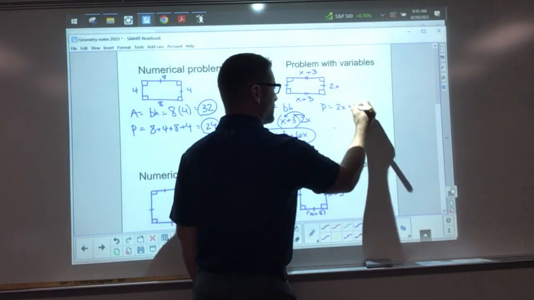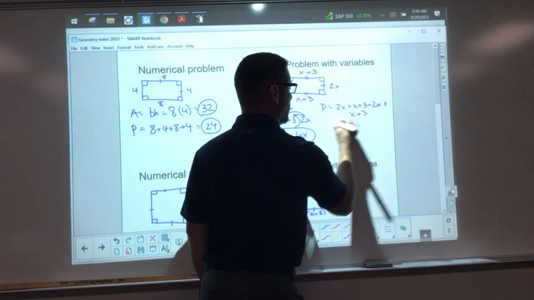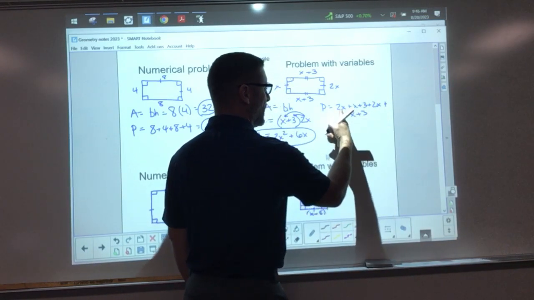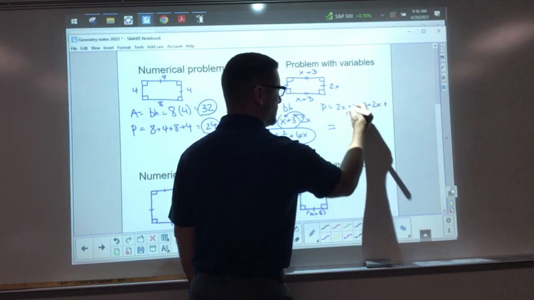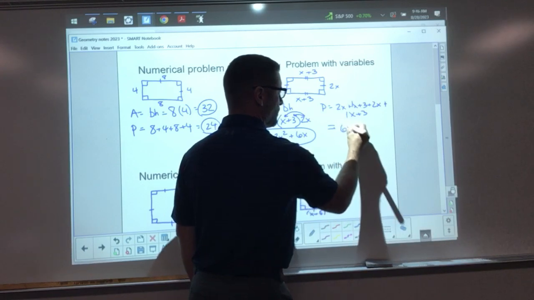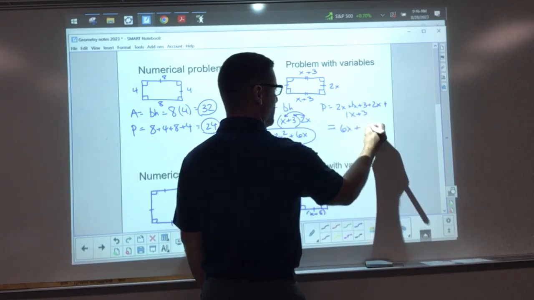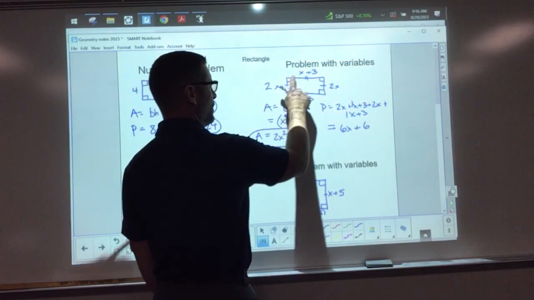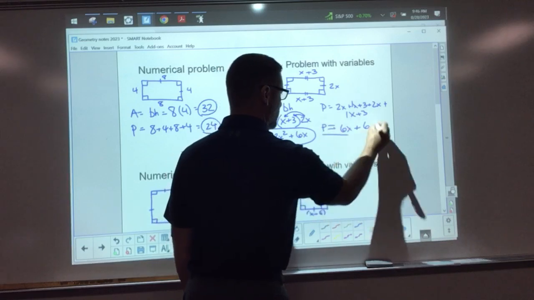2x plus x plus 3 plus 2x plus x plus 3 for a grand total of 2x, 3x, 4, 5, 6. Looks like I have 6 x's. And then I have a 3 and a 3, which makes 6. Let's see, 2, 3, 4, 5, 6 x's plus 6. Perimeter is another expression.